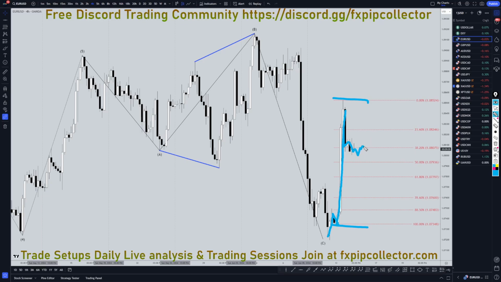I would definitely expect it to make some sort of a three-wave pullback, like an ABC, bounce off a Fibonacci level, which really could be any one of them. And I think there's a very good chance that it will end up continuing the uptrend, all part of the subdivisions of a wave 3 on the much higher time frames.